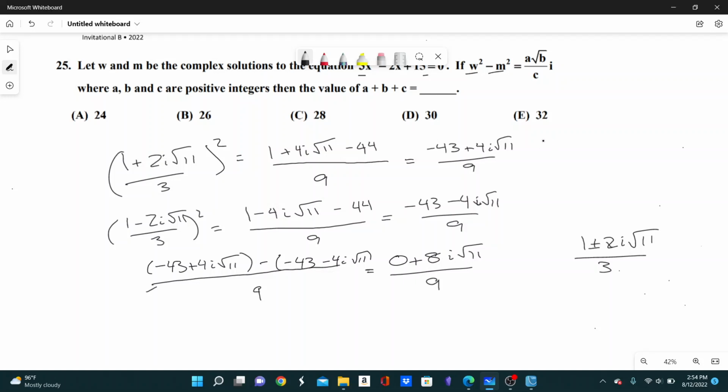So if we look at what it's going to look like in the end, it's going to look like A square root of B over C times i. And that's good because that lets us know that this 0 right here is how it's supposed to be. So it probably means that we've done most of this correct. So in the end, it turns to 8i square root of 11 over 9. I just took out the 0. And we're looking for A plus B plus C. So 8 plus 11, that's 19. Plus 9, that's 28. And that is answer choice C.